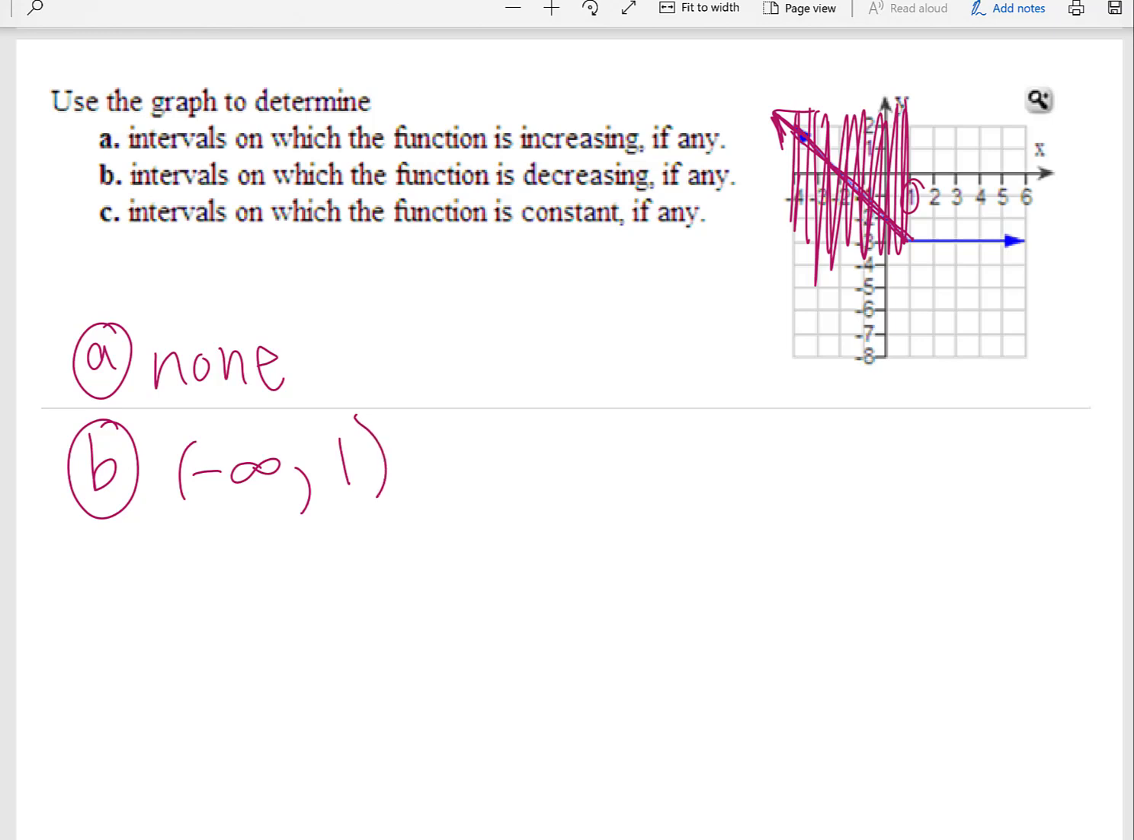Again, using parentheses. Okay, so now what about constant? What part of my function is constant? Well, I see this nice flat line, right? And that began, so again, looking from left to right on my y-axis, it began at 1, and this arrow tells me that it's going to keep going on and on into infinity.